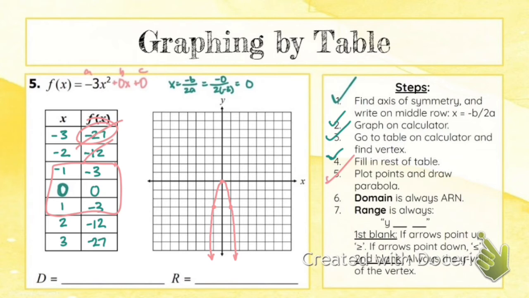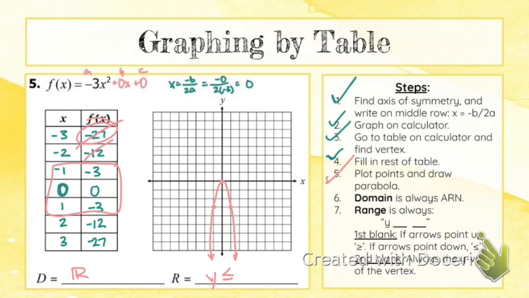Okay, so now we need to fill in domain and range. The domain is always all real numbers for a parabola. And that's the symbol for all real numbers. The range is always y something something. And so we're going to have y. And then the first blank, if the arrows point up, then it'll be greater than or equal to. If the arrows point down, it'll be less than or equal to. Our arrows point down, so less than or equal to.